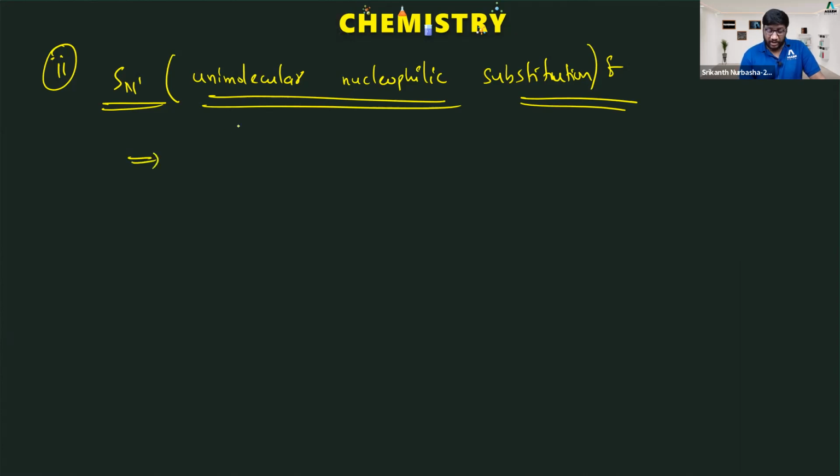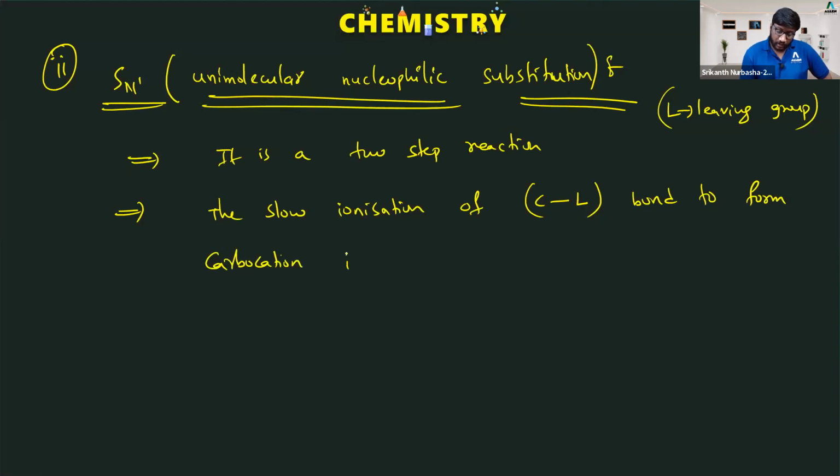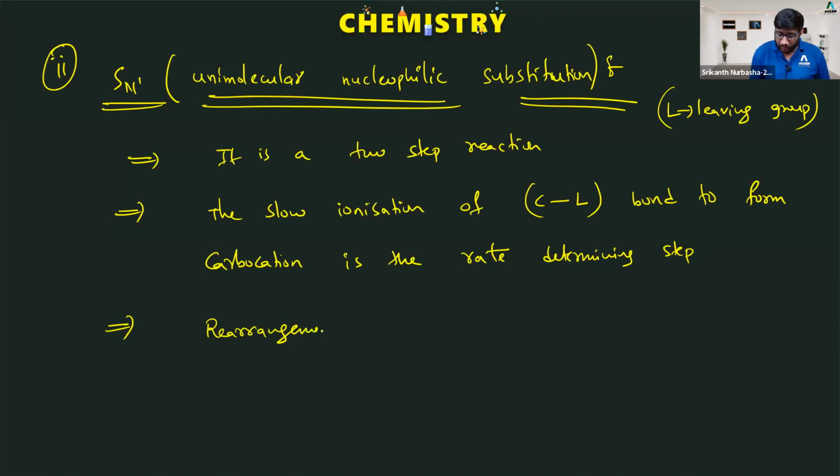So the SN1 reaction is a two-step reaction. The first step is the formation of carbocation: the slow ionization of the C-L bond to form a carbocation is the rate determining step. What does L stand for? Leaving group. The slow ionization of the C-L bond to form a carbocation is the rate determining step. And since carbocations are formed, rearrangements are possible.